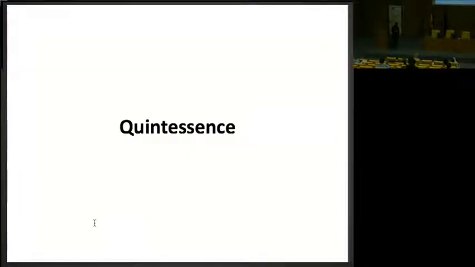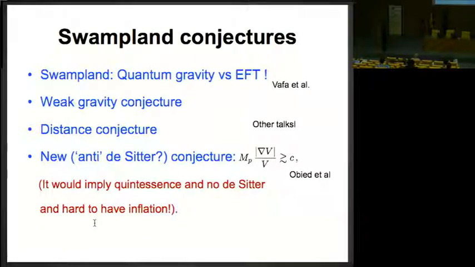Okay, so that was the de Sitter. Now quintessence. As you have heard, there are all these conjectures, which I find very, very interesting because they make a separation about what kind of thing we can say for quantum gravity, in particular for string theory, that is not just captured by a simple effective field theory without worrying about the ultraviolet completion. So I think this is a very fruitful exercise, and I think we will learn a lot out of this.